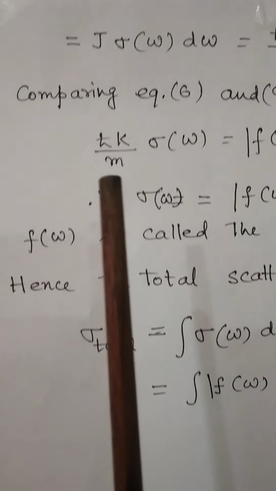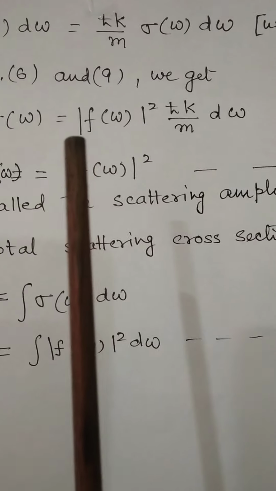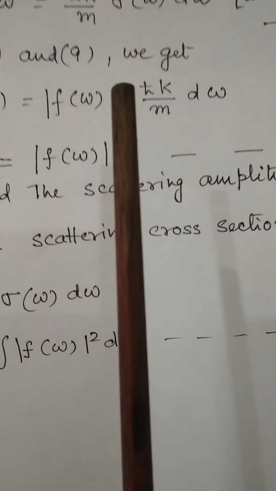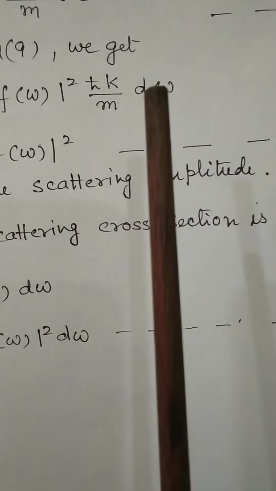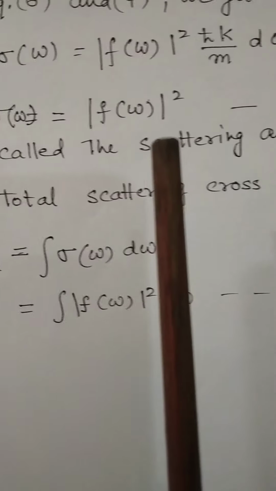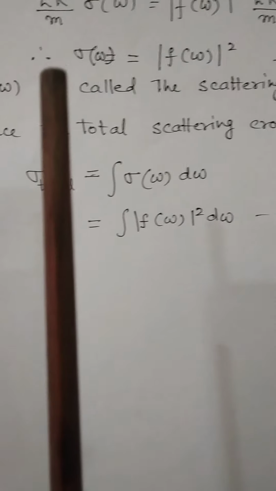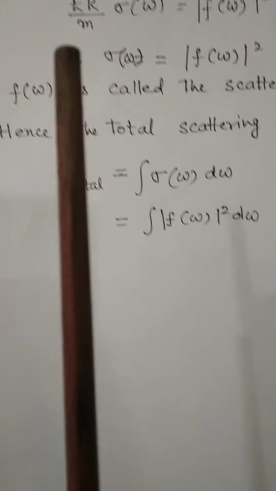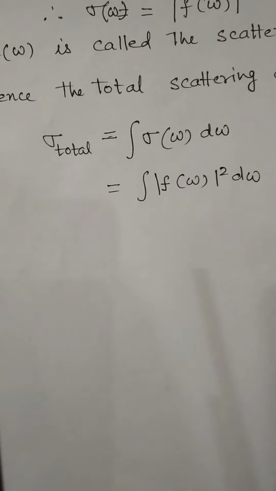By comparing, we have h cross k by m multiplied by sigma omega equal to f omega whole square multiplied by h cross k by m into d omega. Therefore sigma omega equal to the absolute value of f omega whole square. Let it be equation number 10. Now here f omega is called the scattering amplitude.